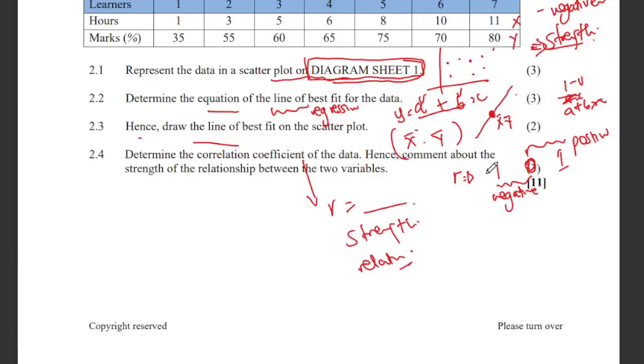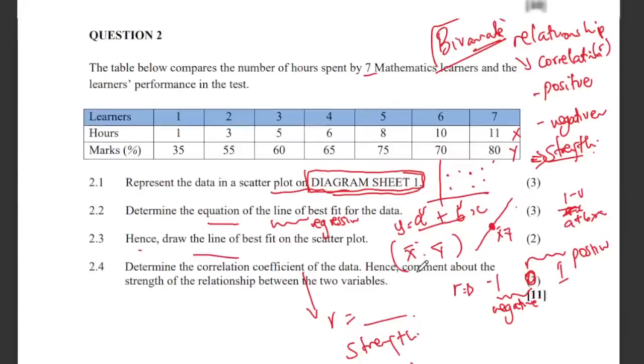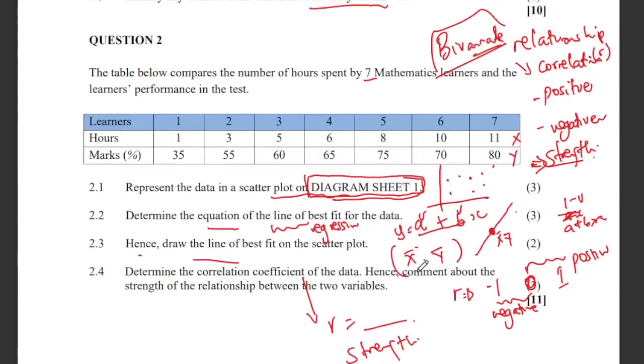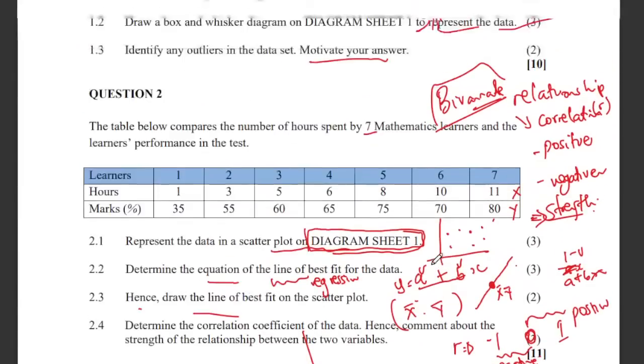So that way you get all the 3 marks, probably 1 mark for the R, 1 mark for the strength, and then 1 mark for the direction. So that is what is expected with the statistics. So please we need to familiarize ourselves, okay?